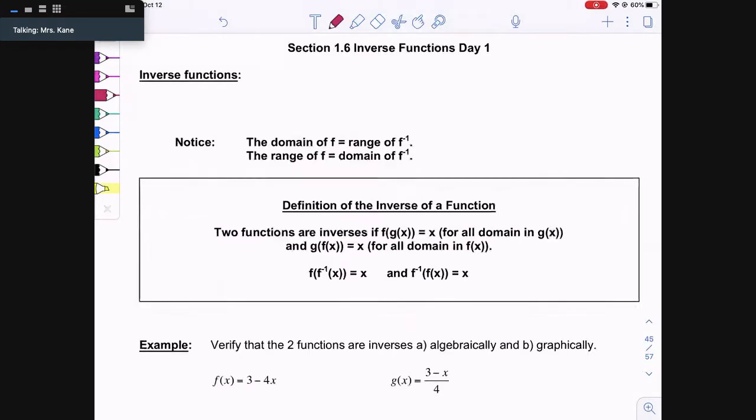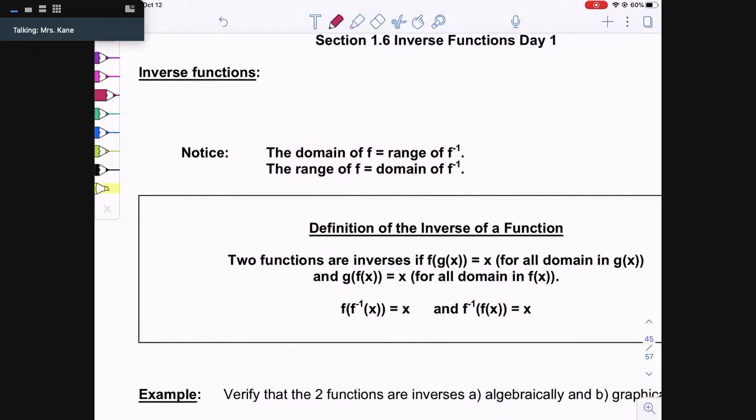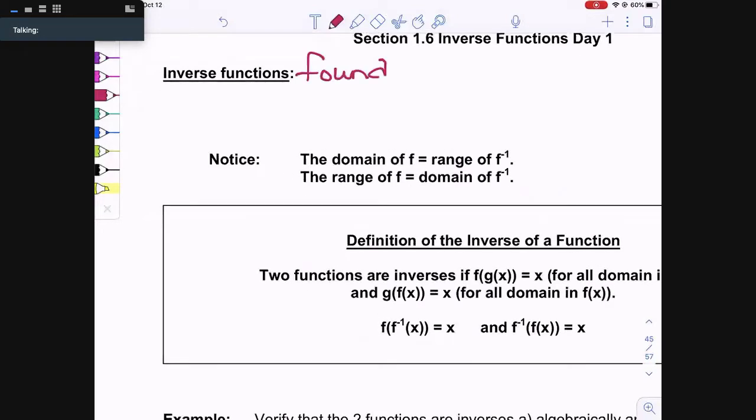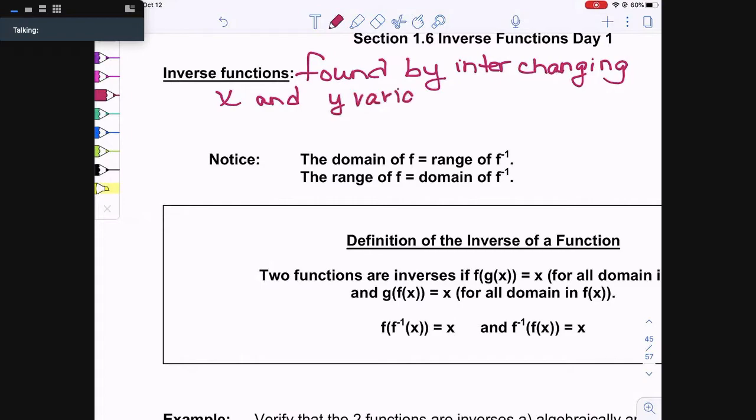And the way you find an inverse function, so we're going to first talk about how do you find it. It's found by switching or interchanging the x and the y variables, because x and y are opposites, they're inverses. So found by interchanging. If you'd rather say switching, you can say switching, whichever term you like better. The x and the y variable. And then solving that new equation for y.